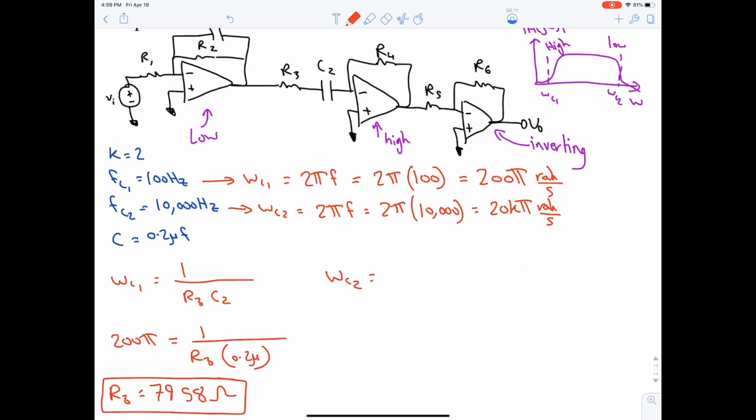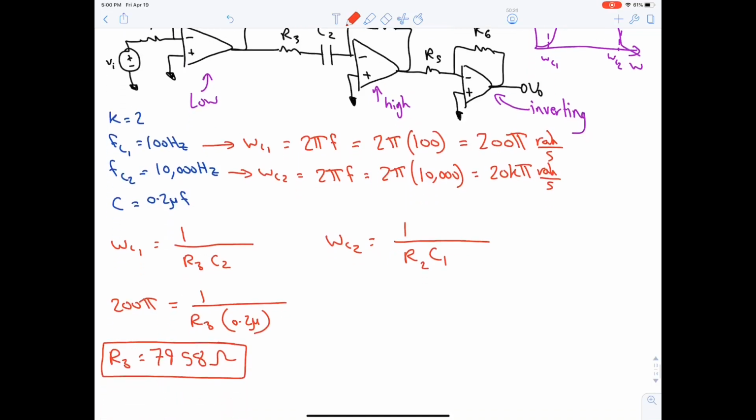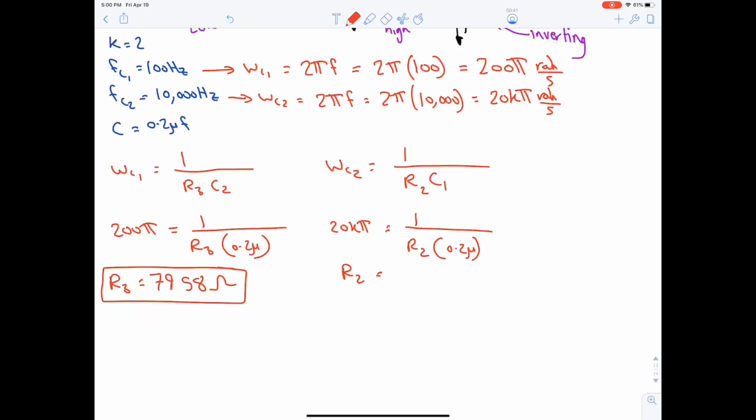Now let's write the equation of omega C2, which is for the low pass filter, the low part of the band pass. So it's 1 over R2 C1. Omega C2 is 20 kilopi, equal to 1 over R2 unknown and C1 is 0.2 micro. So R2 will equal to almost 80 ohm.